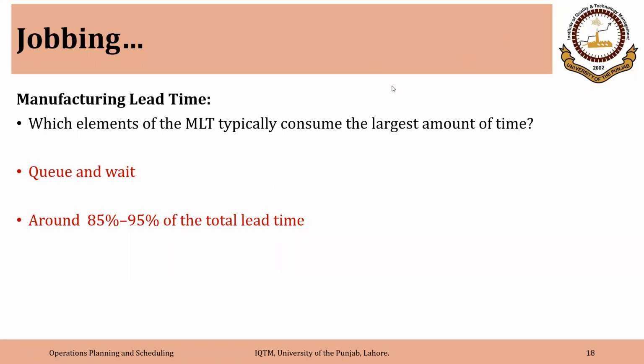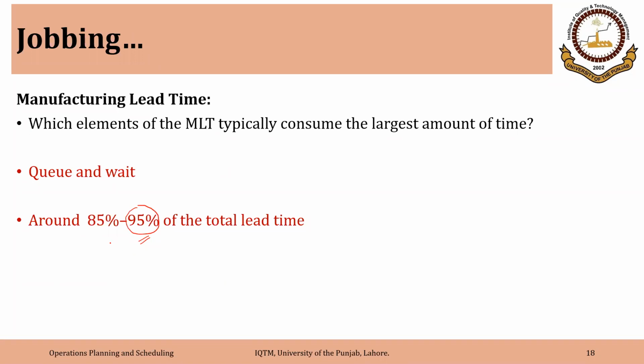So the queue time and wait time, or we can call both of them the waiting time, they take around 85 to 95% of the total lead time. I can prove it. I don't have time for it, but during the question answer session, I might show you some examples of it. And even in best class organizations, this is around 95%.